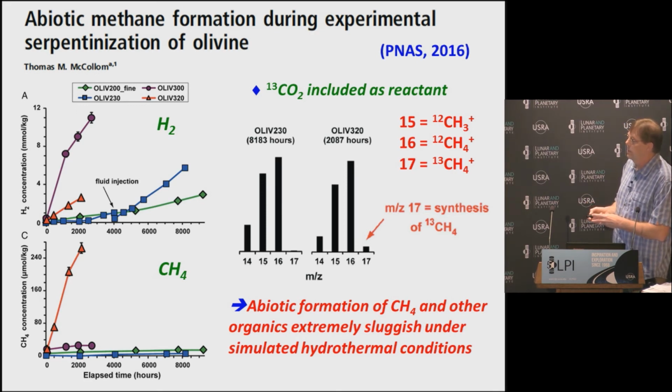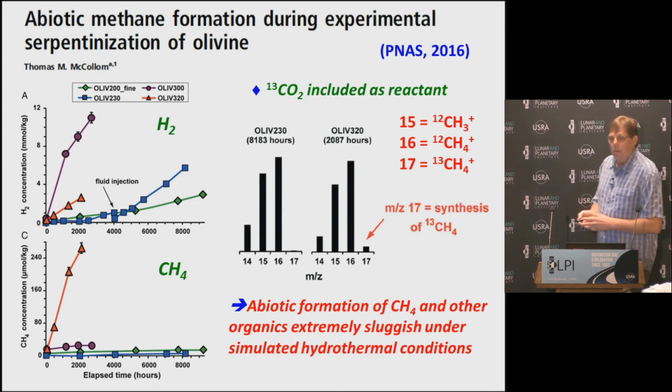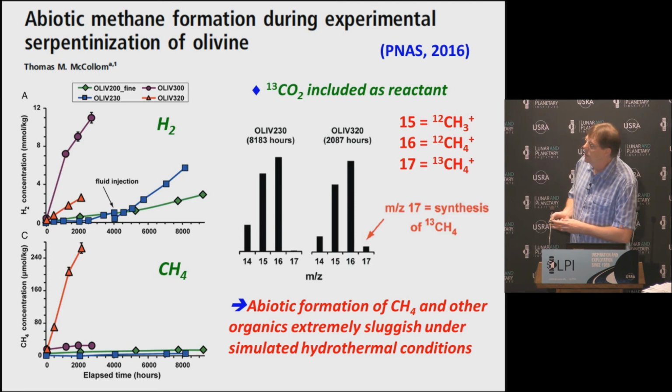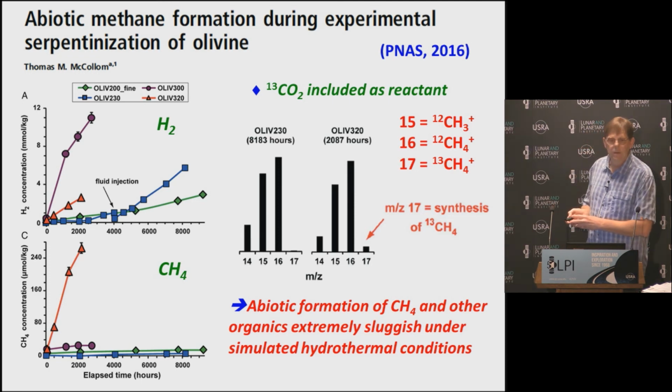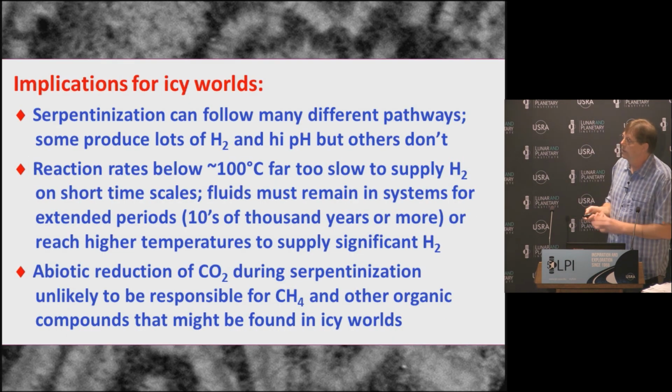And I think this agrees very much with a lot of more recent results from natural systems. And overall, it tells us that reduction of CO2 to make things like methane and other organic compounds is really inhibited in these systems and maybe kinetically prohibited at temperatures below about 300 degrees. So just a couple implications for icy worlds.